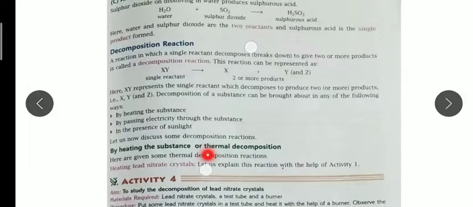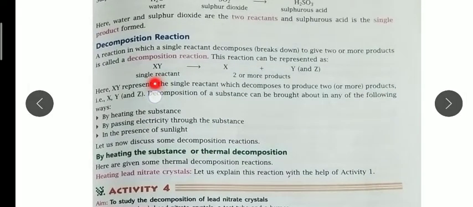So here you can see the reactant is one and we have two products. This XY represents a single reactant, and by the action of heat, or by simply passing electricity, or in the presence of sunlight, we will get two or more products. Now, what are the conditions necessary for decomposition? Here we have three conditions: by heating the substance, by passing electricity through the substance, or in the presence of sunlight, we will get the products.